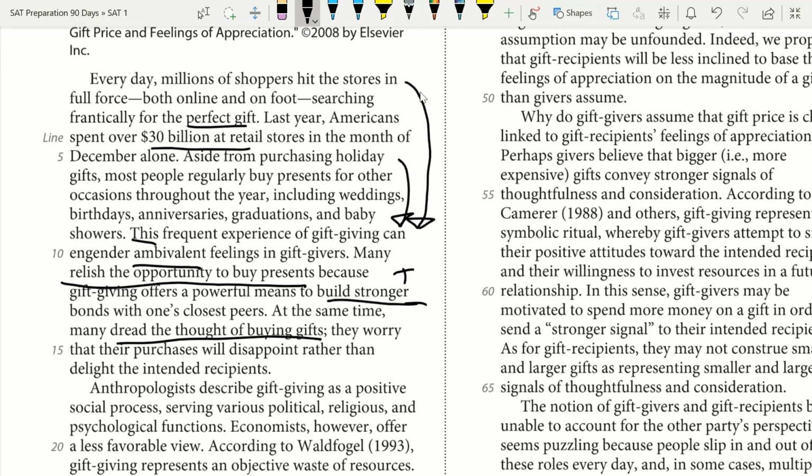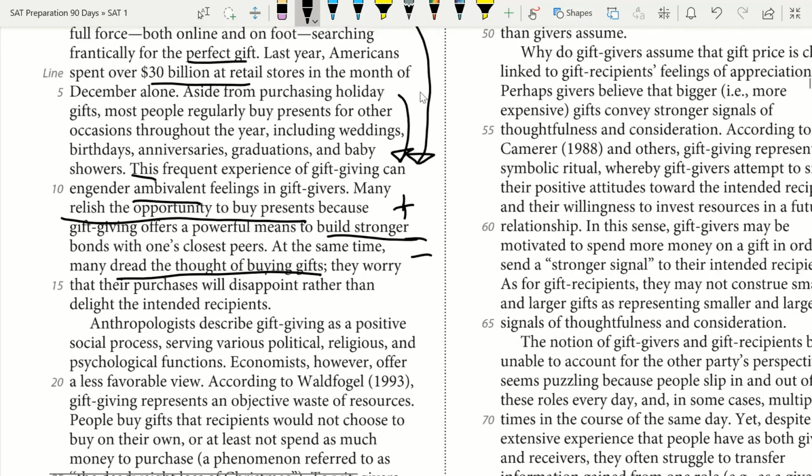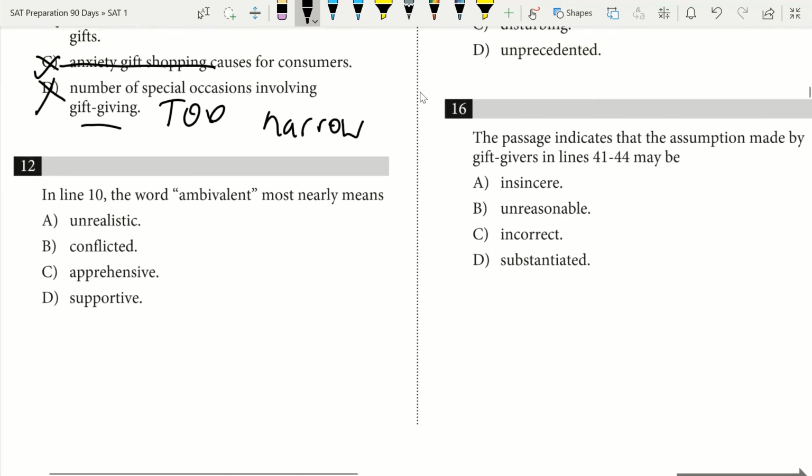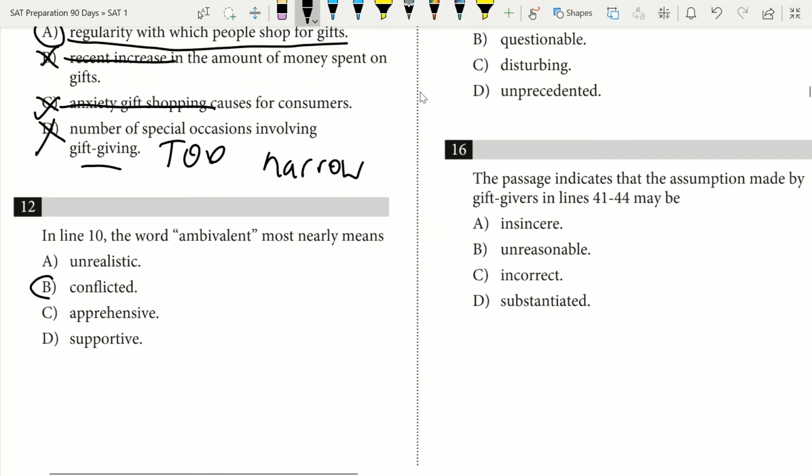So we have a positive and a negative, those are conflicting, which means ambivalent must mean conflicted, right? Or a word similar to that. If it isn't conflicted, we're going to look for a word that would also fit with something similar to conflicted, but we do have conflicted. Answer will be B. A is incorrect because we don't touch on the reality of it or not, right?